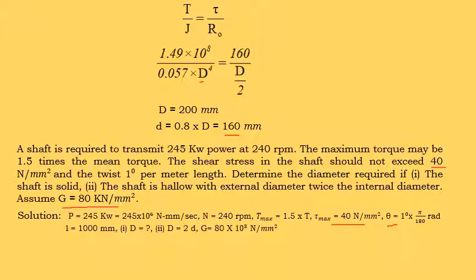Next, length is given as 1 meter, because if you read this sentence, angle of twist is 1 degree per meter length. Therefore, for 1 meter length of the shaft, its angle of twist is 1 degree. We have to consider the length of the shaft as 1 meter.